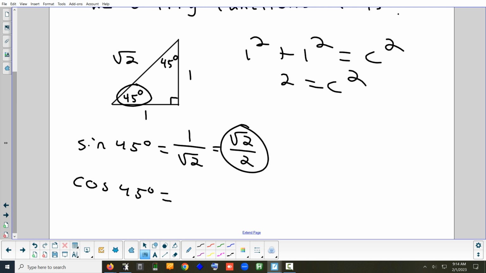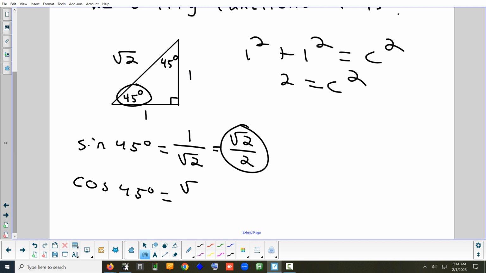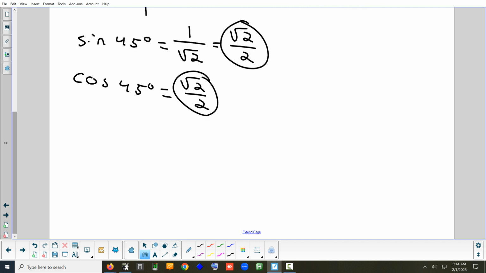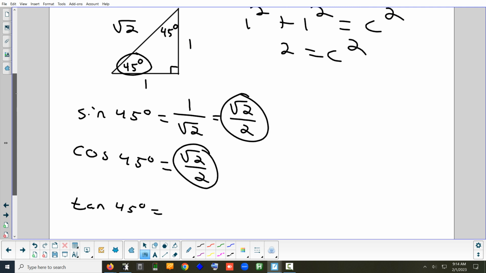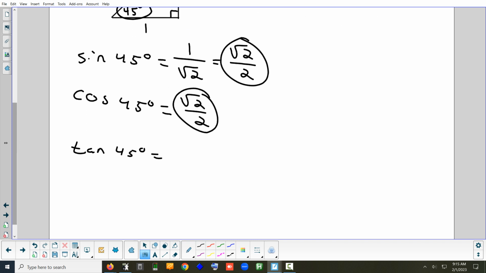Okay. How about the cosine of 45? It's going to be the same thing because the opposite and the adjacent sides are the same. So if they're the same, then the sine and cosine are the same. So square root of 2 over 2. And how about the tangent? Quinn, what's going to be my tangent of 45? Just 1. It's going to be opposite over adjacent. That's 1 divided by 1, which is just 1.